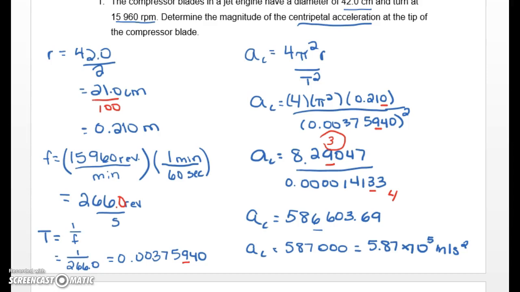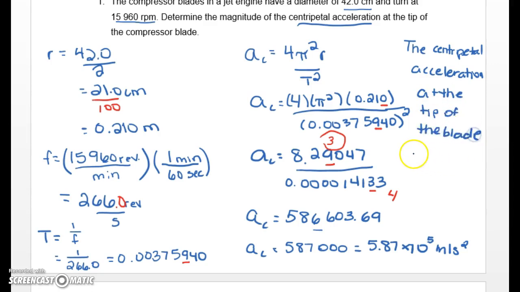So the last thing that we're going to do, just to finish off this question, is we do need to write a sentence. So I'm going to very awkwardly write it right along here just because I am all out of space. So the centripetal acceleration at the tip of the blade is 5.87 times 10 to the power of 5 meters per second squared.